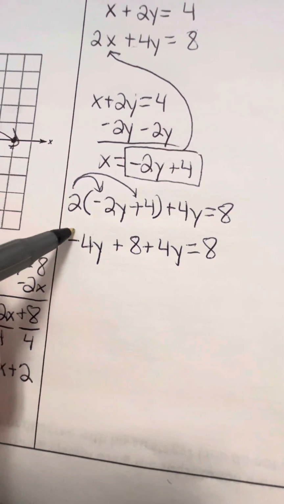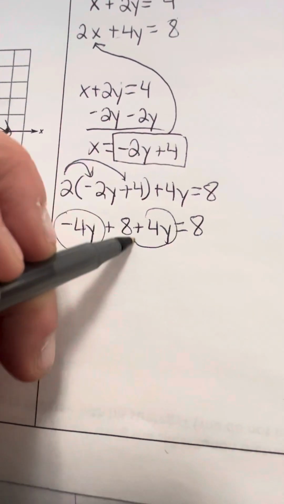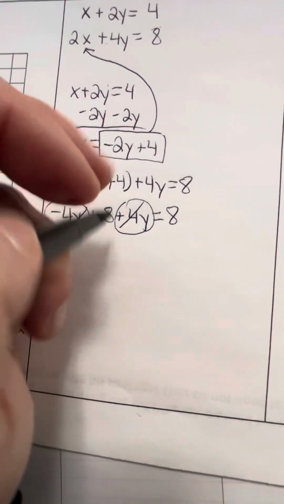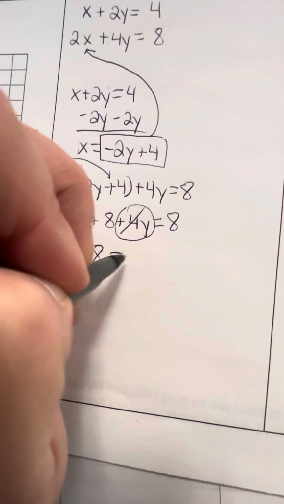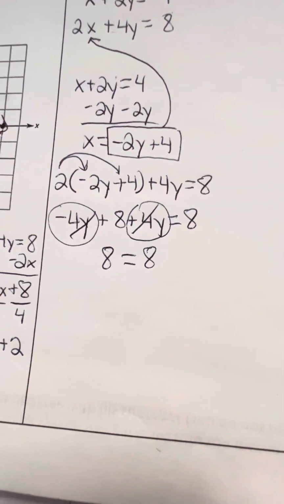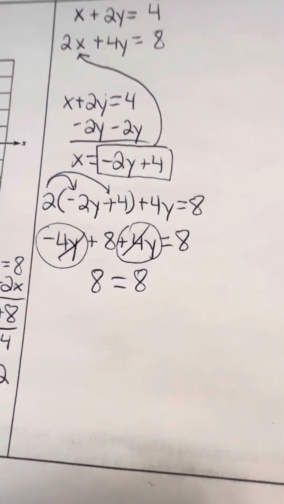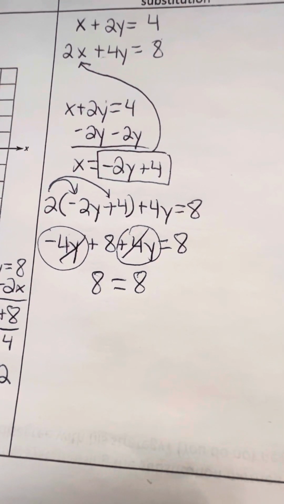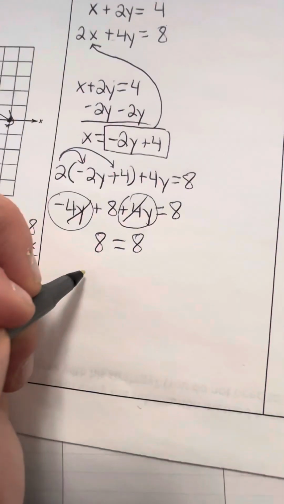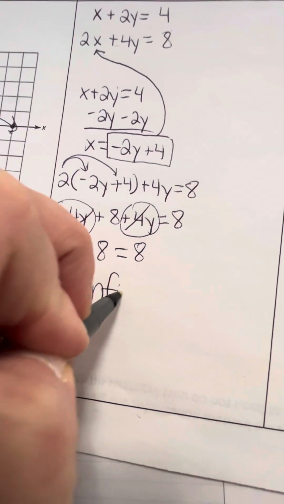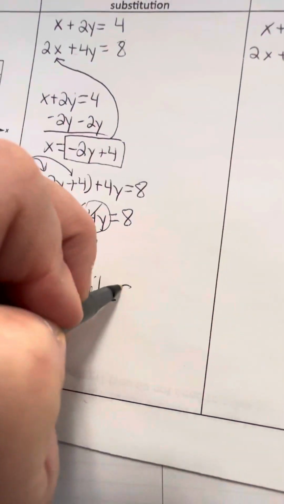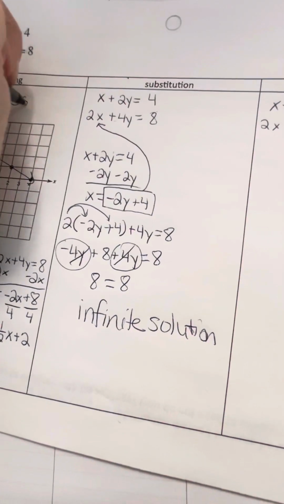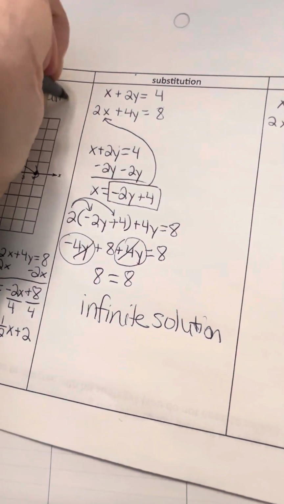Right here, we see the 4y and the negative 4y. Those are going to cancel each other out, completely leaving 0. And what's left is 8 on this side, 8 on that side. Because these are exactly the same on both sides, our variables are wiped away completely. I can identify that this is going to be an infinite solution set. So that would be what I would write. In the substitution method, that's what it looks like.